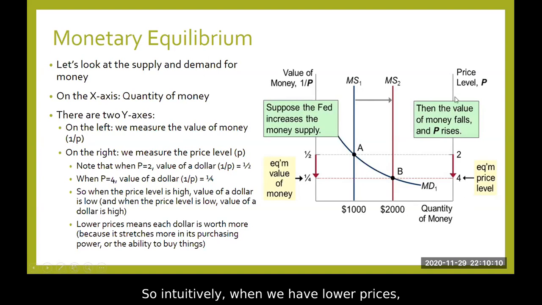So intuitively, when we have lower prices, each dollar has a lot of value because each dollar is able to purchase more. And when prices are high, each dollar is worth less. So with higher prices, the value of money is lower because it takes more and more dollars to buy each thing. The more expensive the price level is, or the higher the price level is.